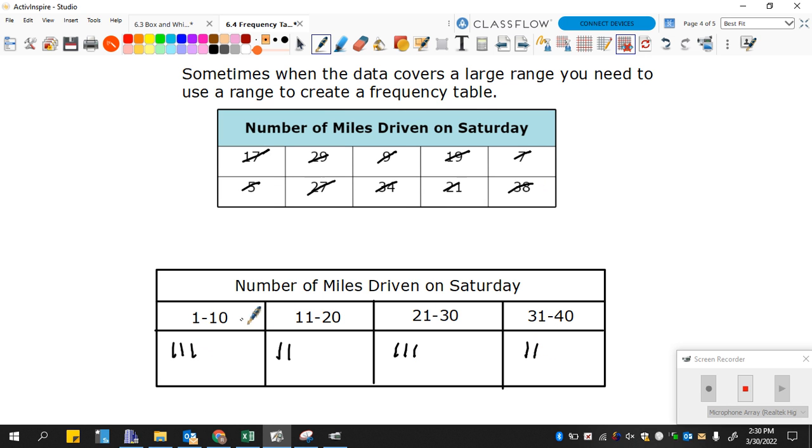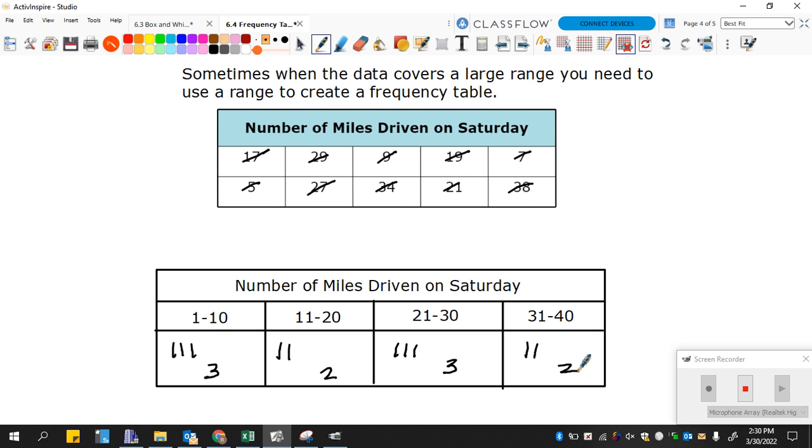You notice on the frequency table I did 1 to 10, and then I didn't go 10 to 20. I went 11 to 20. That's important, because if you had something that was exactly 10, and you said 1 to 10 and 10 to 20, you wouldn't know which box to put it in. So it's important that you go 1 to 10, 11 to 20, 21 to 30, so that you know which box to put it in. Okay, so if we look at that, there are 3 down here, 2 on 11 to 20, 3 people went 21 to 30, and 2 people drove over 31 miles.